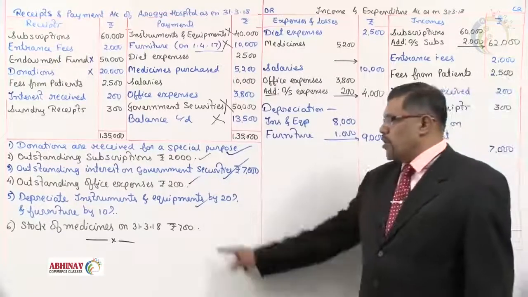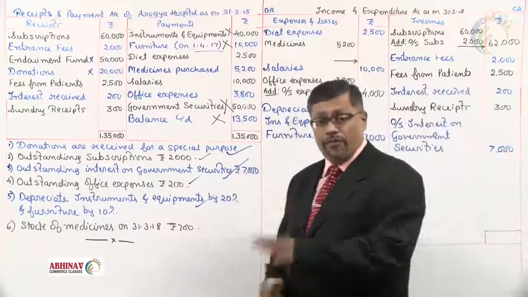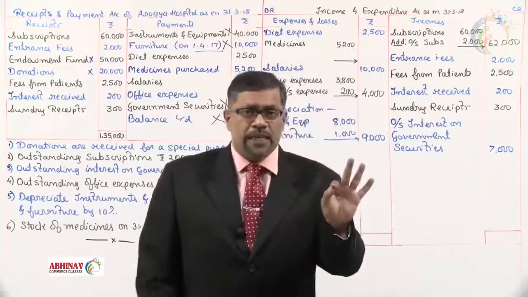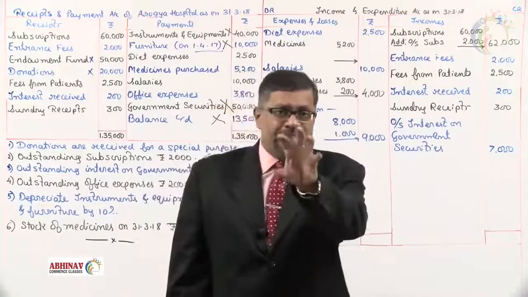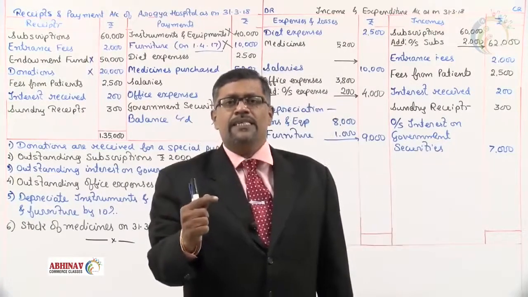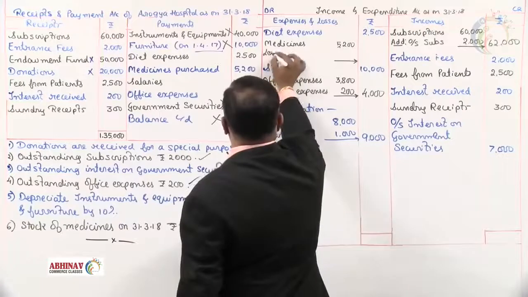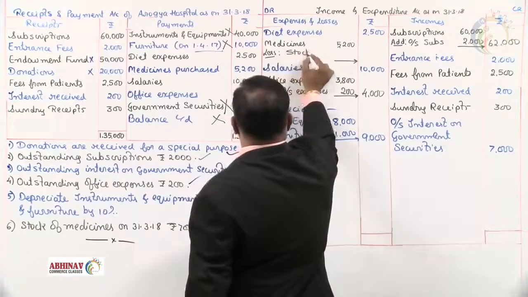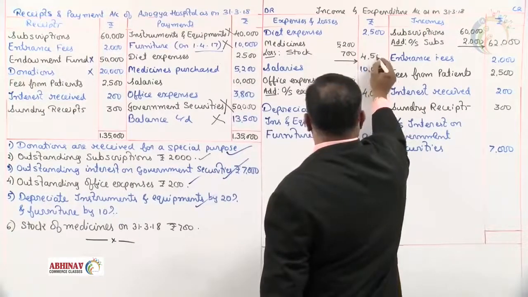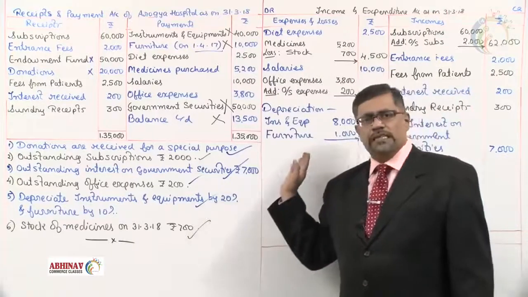Last, stock of medicines 700. How much medicines we have purchased? 5,200. Of that remaining with us, stock means remaining, 700. 5,200 purchased, remaining 700. So how much medicines are used during the year? 5,200 minus 700. Medicines consumed are 4,500. Here, less stock 700. When you minus it, what you get is 4,500 in the outer column. That's all. This is how we post the transactions.